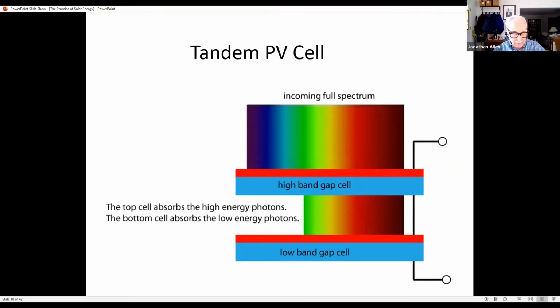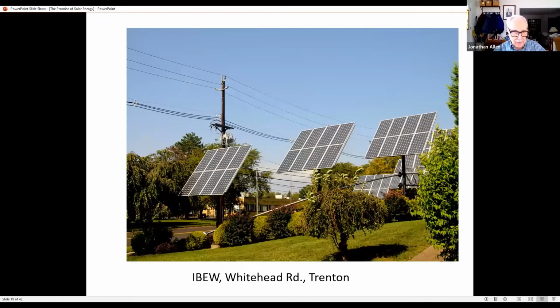The power collected by the panel is going to fall off approximately as a cosine of the angle that you're off perpendicular, and here we have a set of arrays. This is the International Brotherhood of Electrical Workers, Electricians Union, which is pretty interested in solar. That's in front of their headquarters building in Patton. Notice I'm pronouncing it correctly. A mechanical tracker keeps the array aimed at the sun as it crosses the sky.